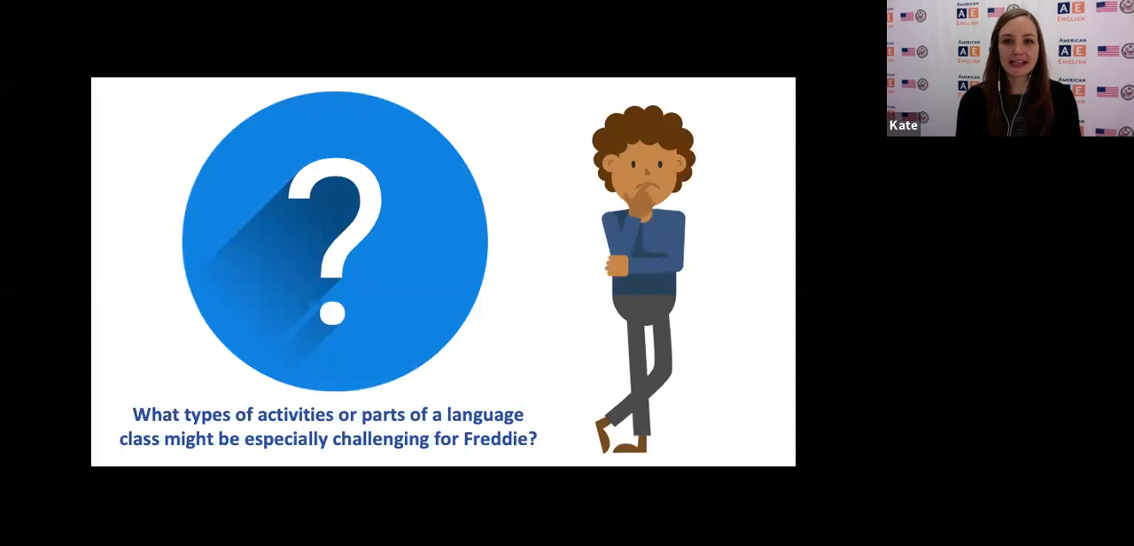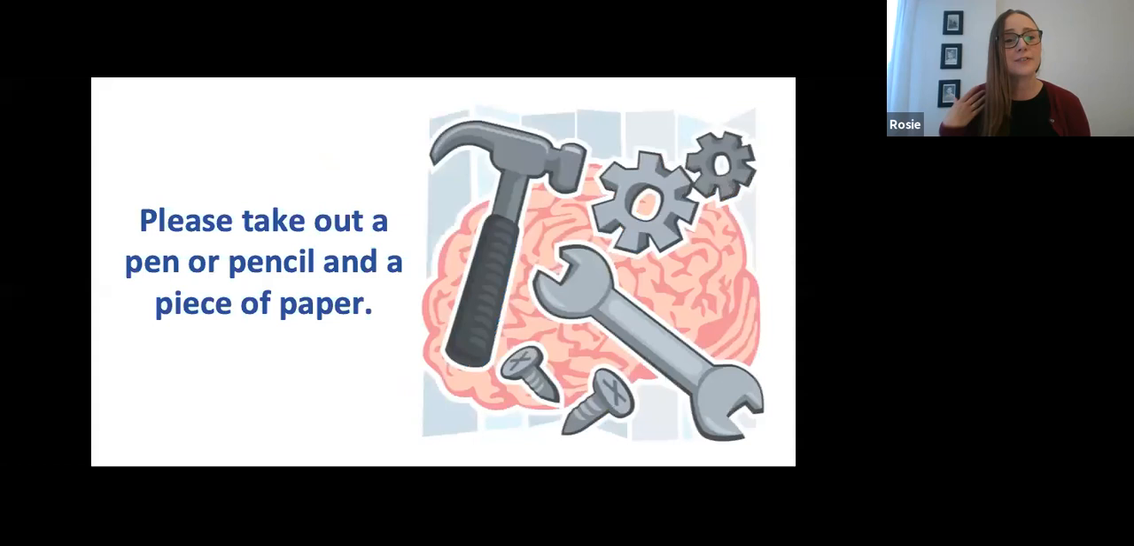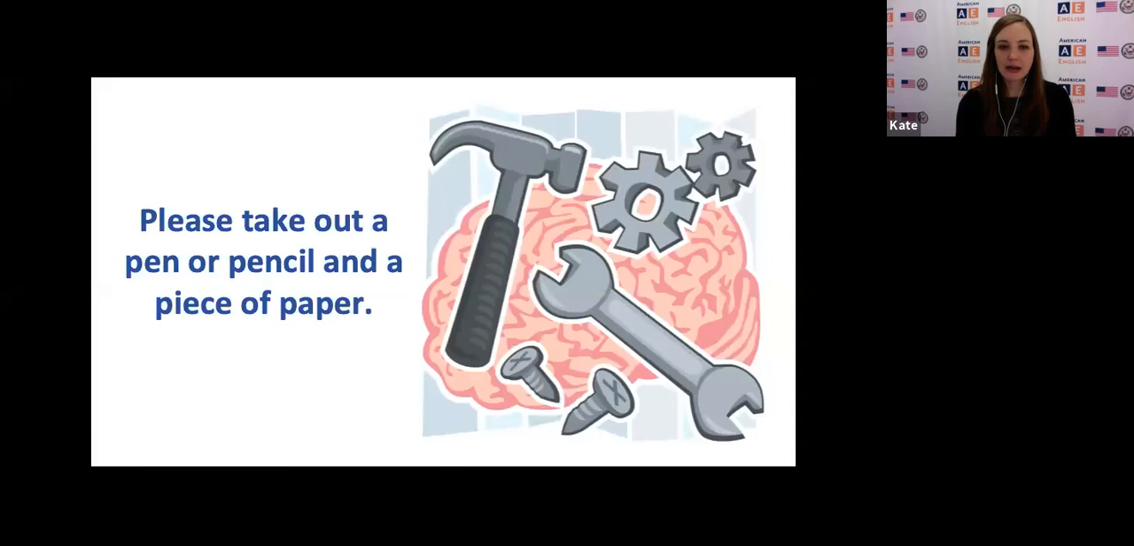So as we move forward, we're going to do an activity that's going to put us in the shoes of Freddie, or help us remember what that feeling was. To do this activity, you're going to need to take out a pen or a pencil and a piece of paper. We'll give you 30 seconds to do so. This activity will help us remember how Freddie feels sometimes.